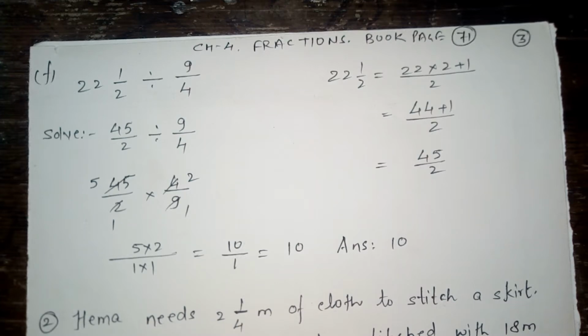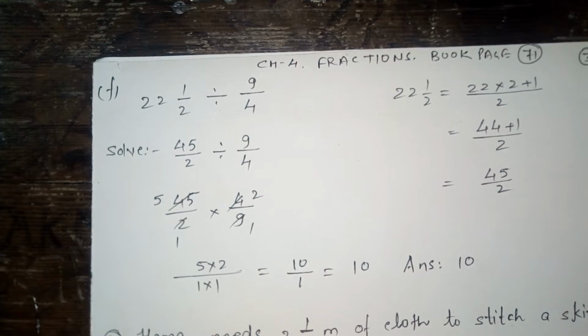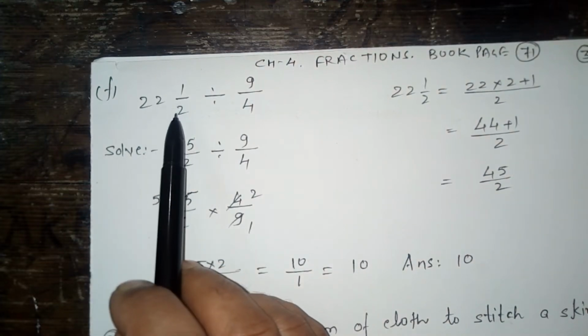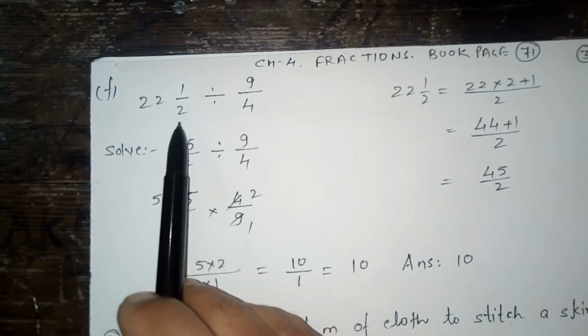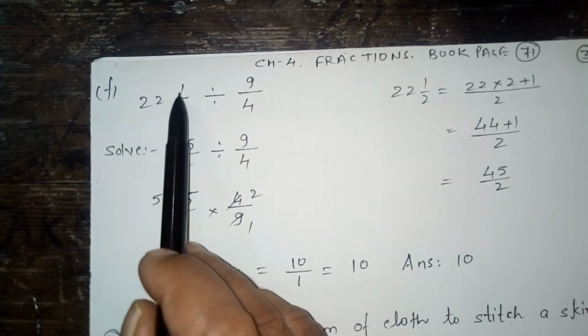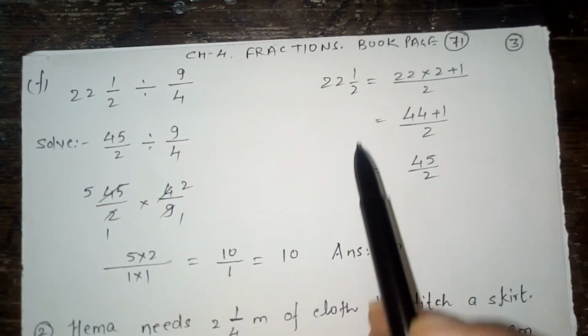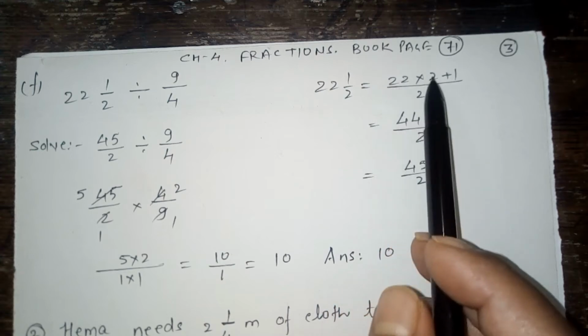Now today we will discuss some problems from your book, page numbers 71 and 72. My dear students, your question is 22 and 1 upon 2 divided by 9 upon 4. As you are looking, 22 and 1 upon 2 is a mixed fraction, so this mixed fraction is converted to an improper fraction.